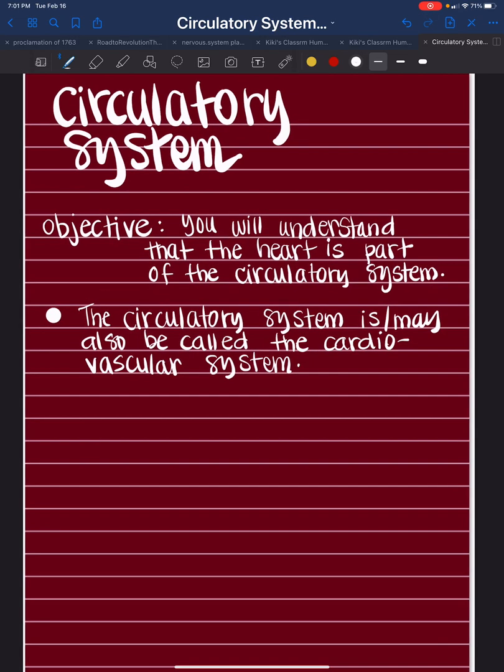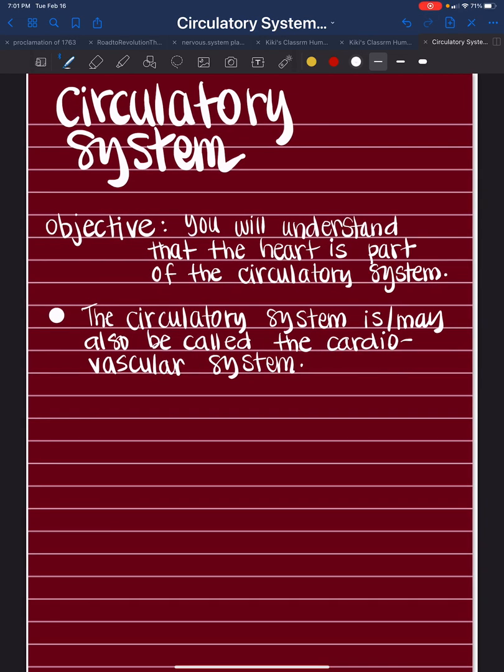Hey, fourth grade. Today we are starting our study of the circulatory system. The objective for today's lesson is that you will understand that the heart is part of the circulatory system. Note that the circulatory system may also be called the cardiovascular system.